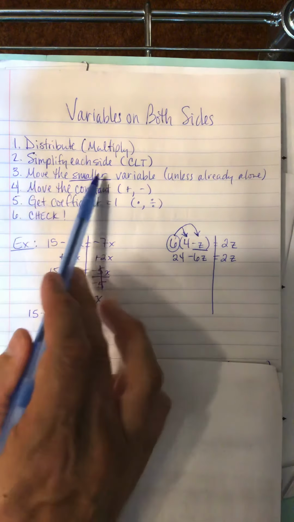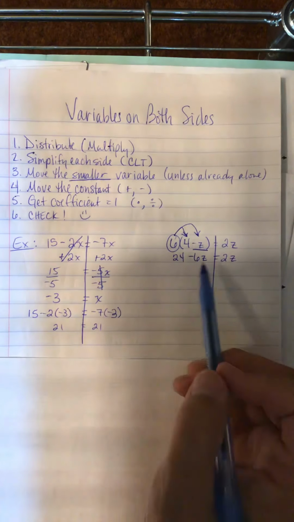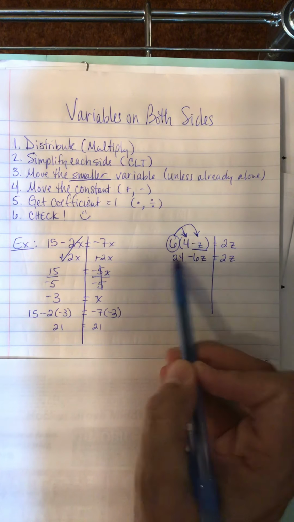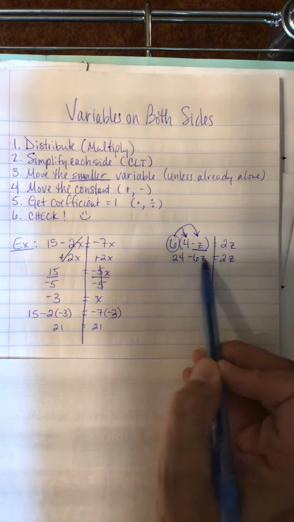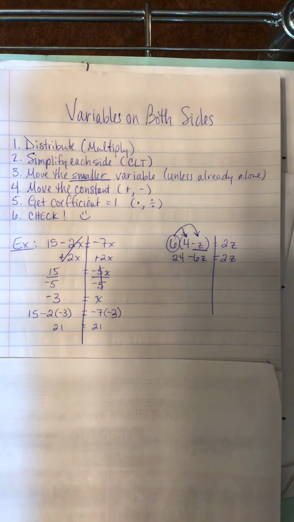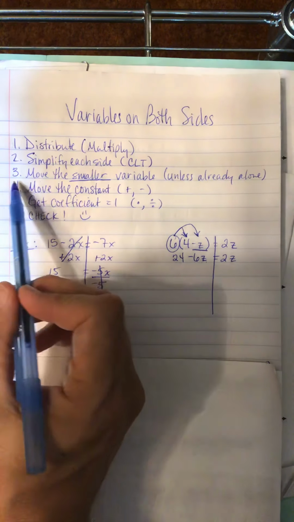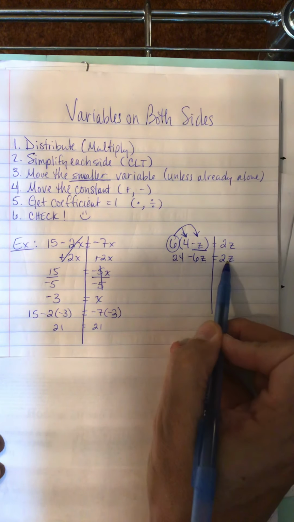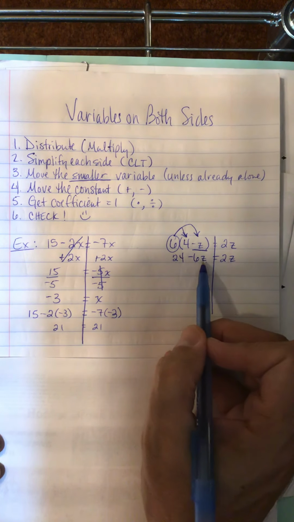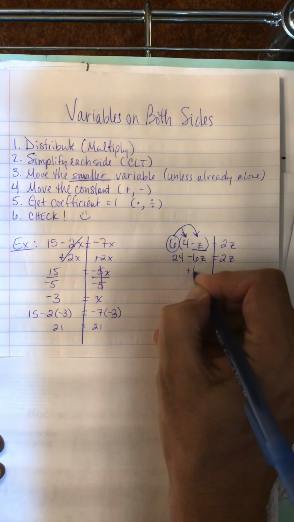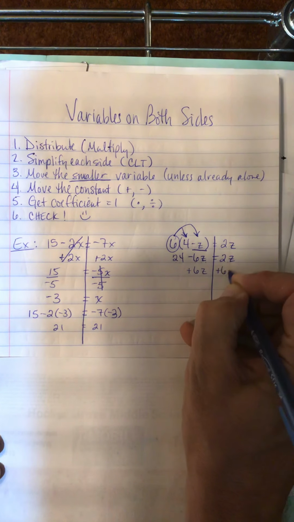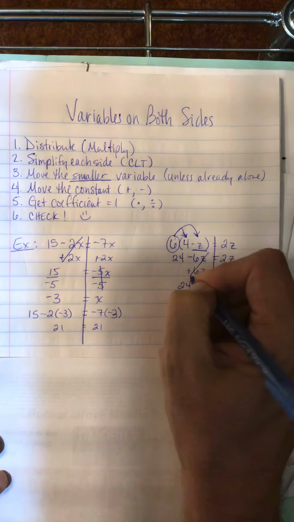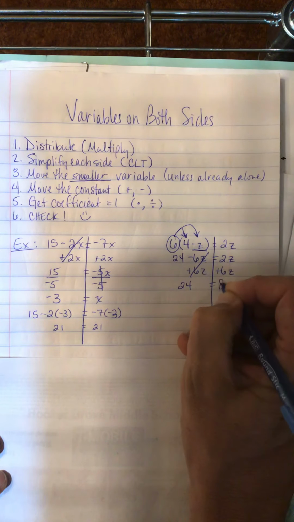Step 2, combine or simplify each side by combining like terms. Well, this left side is already simplified. No variable, variable, not like terms. Again, the variables are on different sides of the equation, so we leave them alone for now. Step number 3, move the smaller variable. Negative 6z is smaller than 2z, so we want to go ahead and move the negative 6 this time. And we will add 6z to both sides. So 24, these cancel, equals 8z.